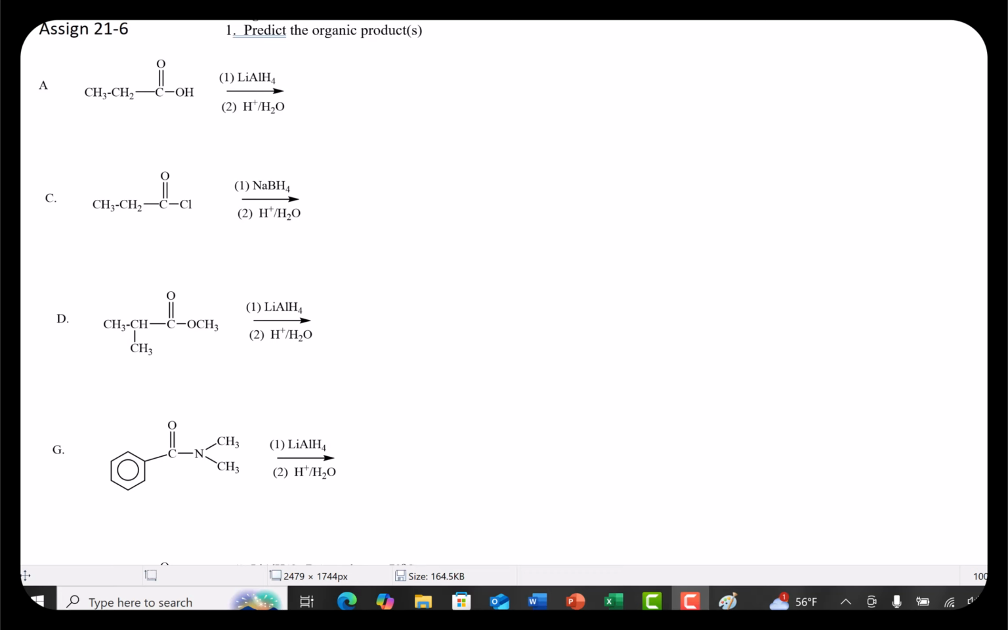So let me go ahead and write out the products of all of those reduction reactions. All right, there are your products. Reaction A is a primary alcohol. Reaction C is a primary alcohol. Reaction D, primary alcohol.